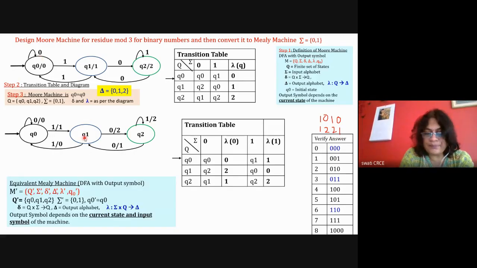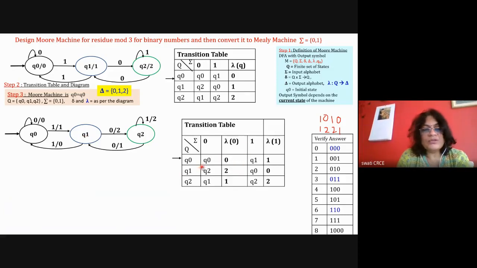After the diagram, you need to create the table. For the table, you say that in the state Q0, this was the input symbol and this was the output symbol, and the next state is Q0. So Q0 with 0, the next state is Q0, and for 0 input symbol, the output symbol is 0. So this is 0 by 0. Now Q0 with 1 input symbol, the output symbol is 1, and Q0 with 1 goes to Q1. So you write that down.